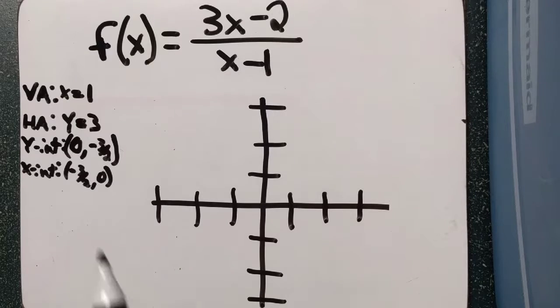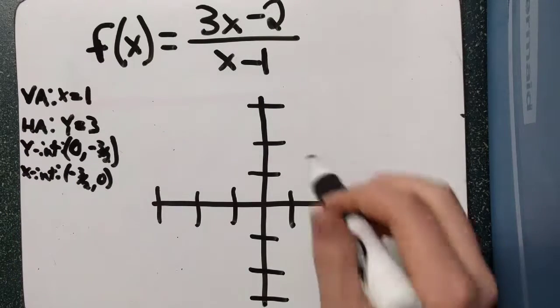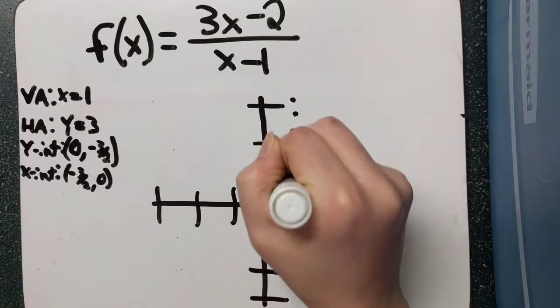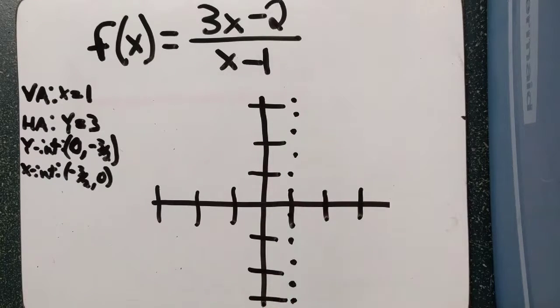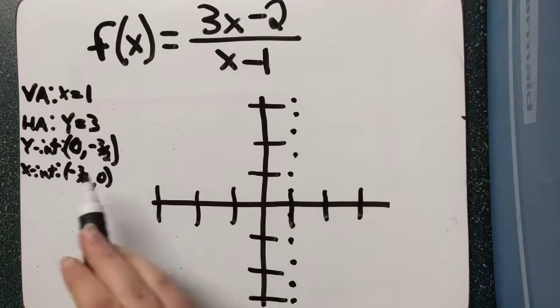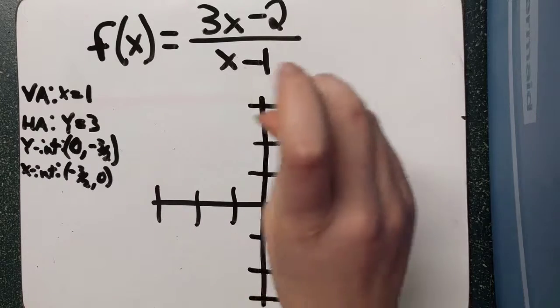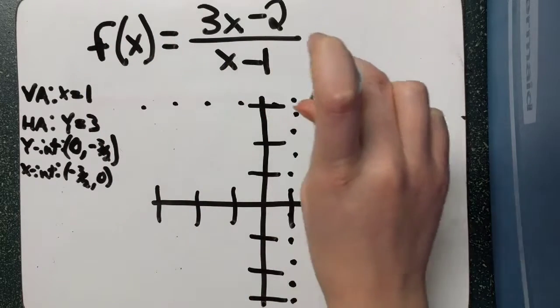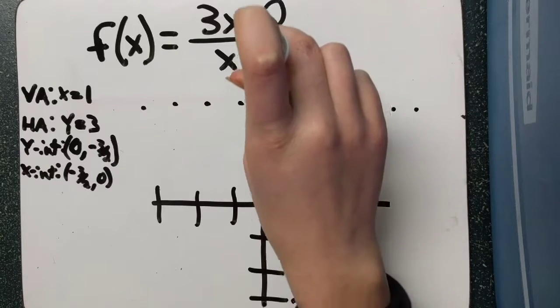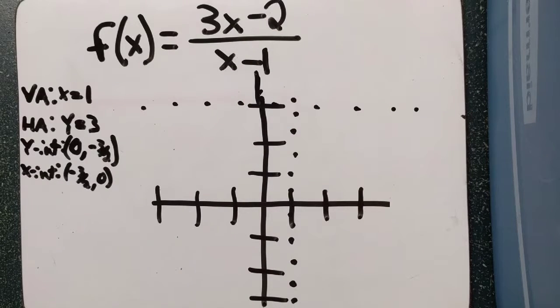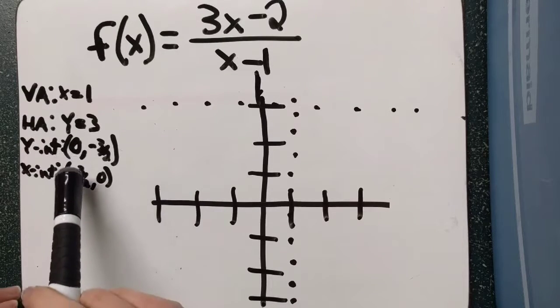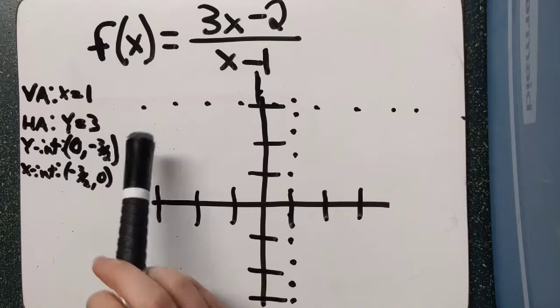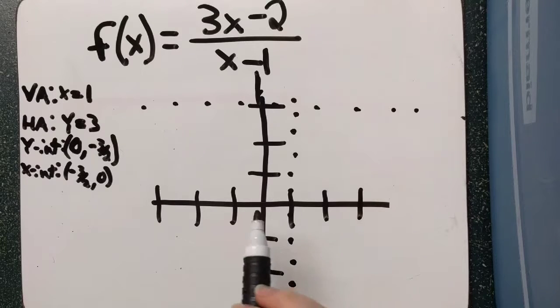To sketch the vertical asymptote, we look at x = 1. When x equals 1, we put a dashed line right here. This is our vertical asymptote. Our horizontal asymptote is y = 3, which is going to be right here. I should actually extend this up one. Then we look at our y-intercept, which is (0, −3/2). So −3/2 is going to be right about here.